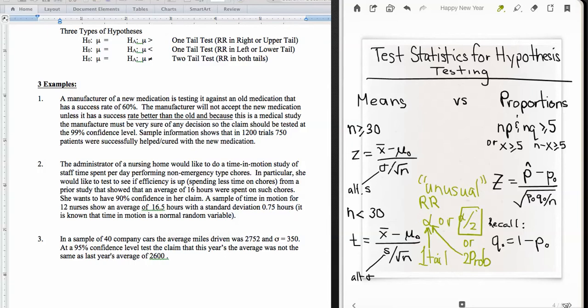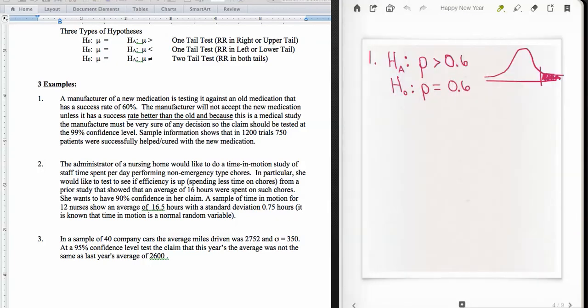So now let's go look at these examples. You've kind of got an idea of what it is that I'm going to be doing. I'm going to be calculating a z-score or a t-score for means or proportions, and then I'm going to find the probability to see if it's unusual in comparison to where the rejection region is, which is set up based upon alpha or alpha over 2.